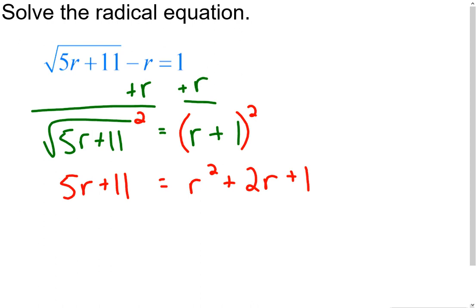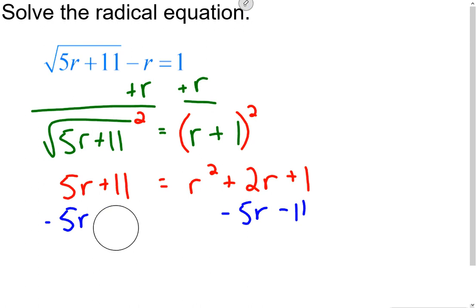Now I look at this and notice I have a quadratic equation because of this r squared right here. So now I think back, how do I solve a quadratic equation? I like to get one side equal to 0, because then I can solve by factoring if that's a possibility, or I'd use the quadratic formula. So I'm going to subtract 5r, and I'm going to subtract 11.